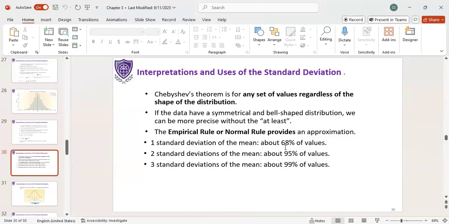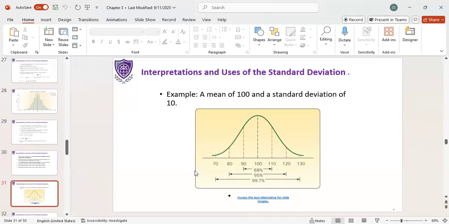And instead of at least, we can say, we call it the empirical rule or normal rule theorem, that one standard deviation of the mean is about 68% of the values. Two standard deviations of the mean, again below and above the mean, will have 95% of the values, and 99% will have the values within 3 standard deviations of the mean.